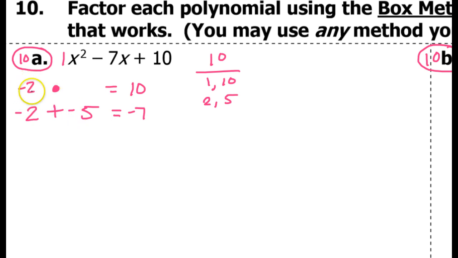So we use the same exact numbers for the product, -2 times -5, and that makes +10. So that works out great. So these are the numbers that we need. So this is the box method, so now I'm going to go ahead and draw the box. So the box works like this.